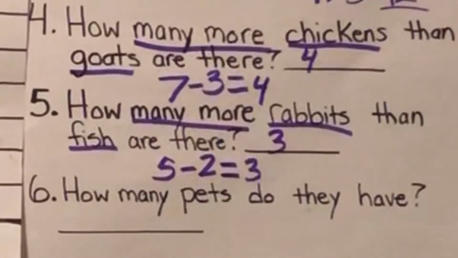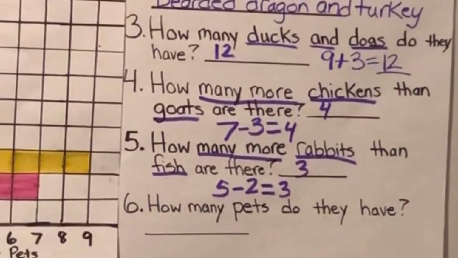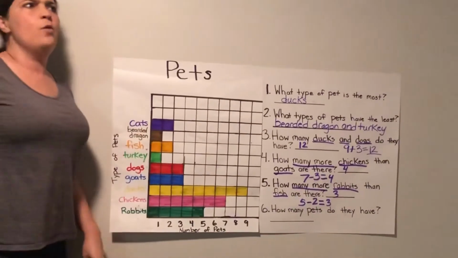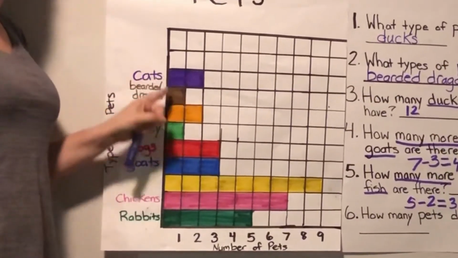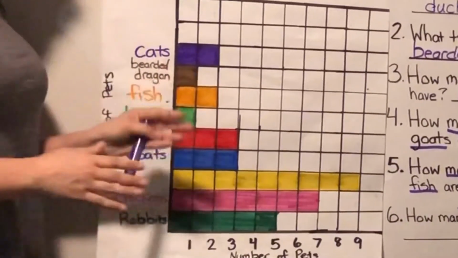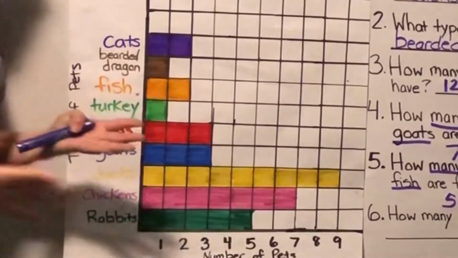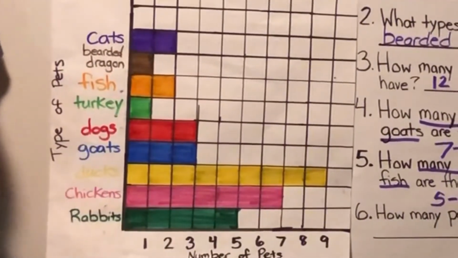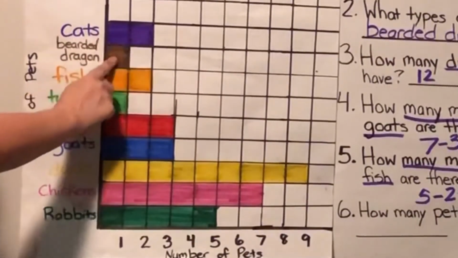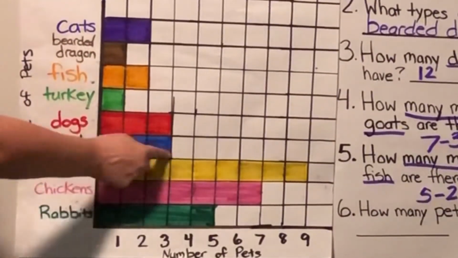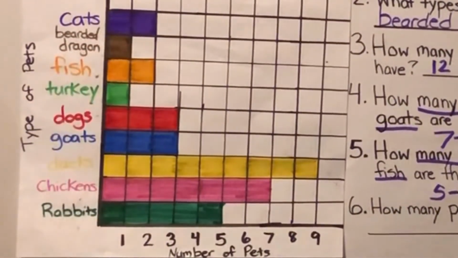Our final question, question 6, says, how many pets do they have? Well, how would I know how many pets they have? Let me think about that. Well, I know how many of each type of pet they have. So if I took this information and I added it all together, I would find out how many pets they have all together. So we could do that a variety of different ways. We can sit and count each of our bars on our bar graph. We could add up groups or add the whole thing all together.